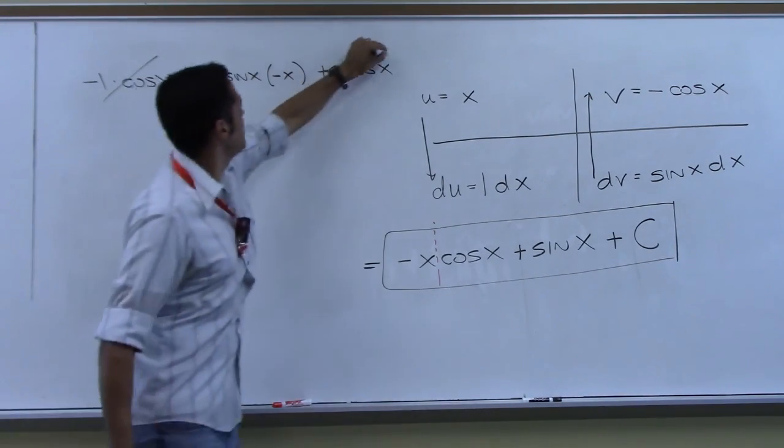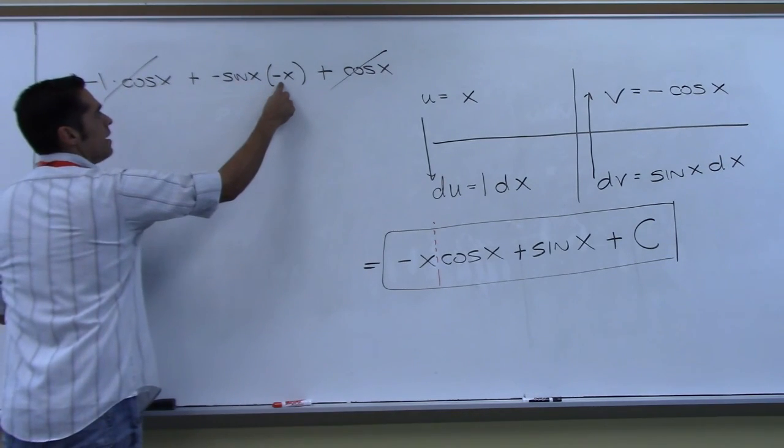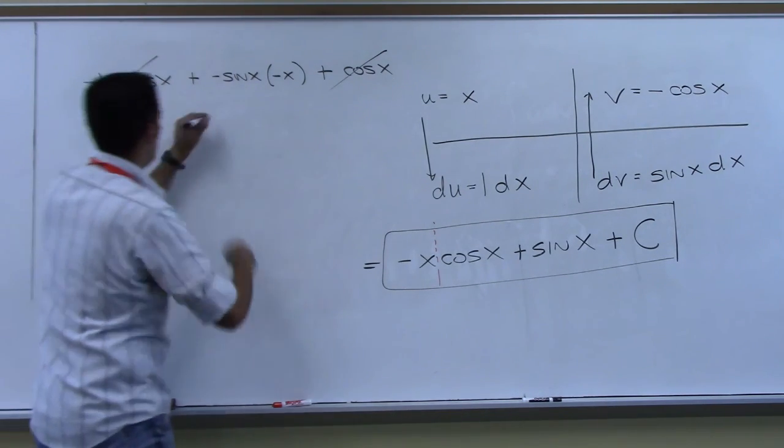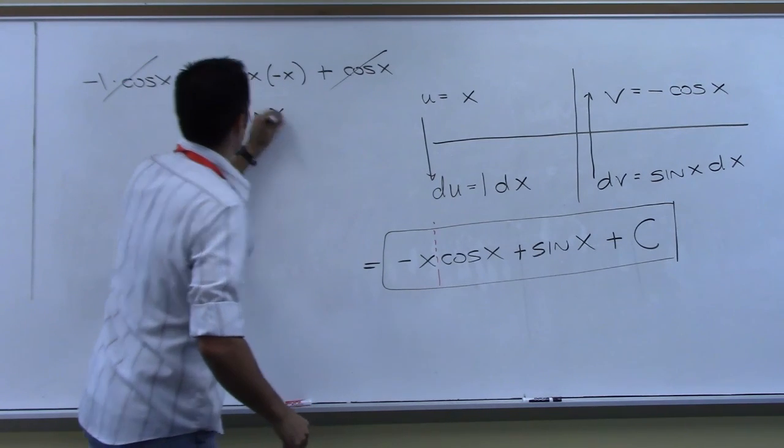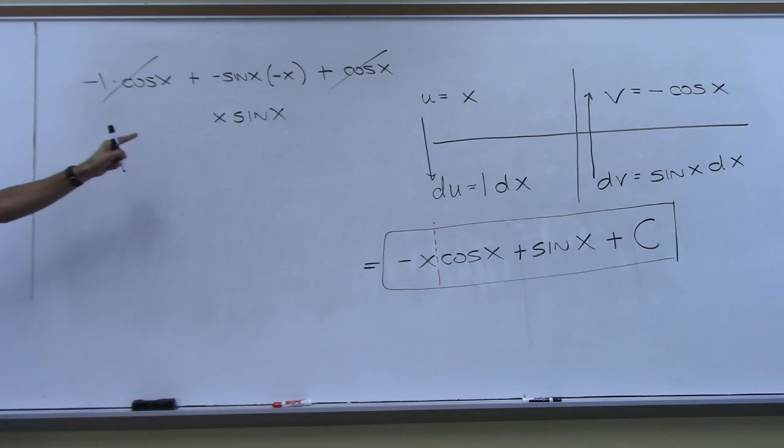These cosines cancel, and then this is a negative x, and then here's a negative. I bring it in front. That's positive x sine x. And that was the integrand.